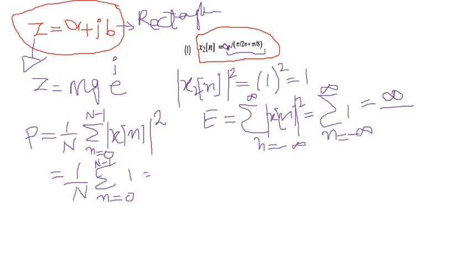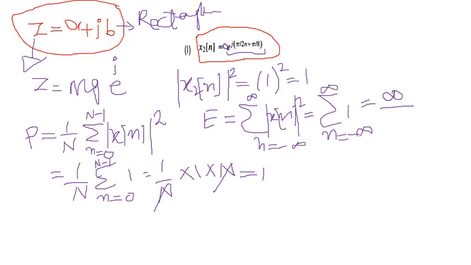If I sum it from n equals 0 up to N minus 1, it will simply result in 1 by N, which is the scaling factor, multiplied by 1 summed over one period, so I should get 1 multiplied by N. If N is 5, I will add this 5 times. If N is 100, I will add it 100 times. Whatever the period is, it will be 1 multiplied by the period. So N cancels with N, and I get power equals 1. If any signal has power equal to 1, we say that it is a power signal.